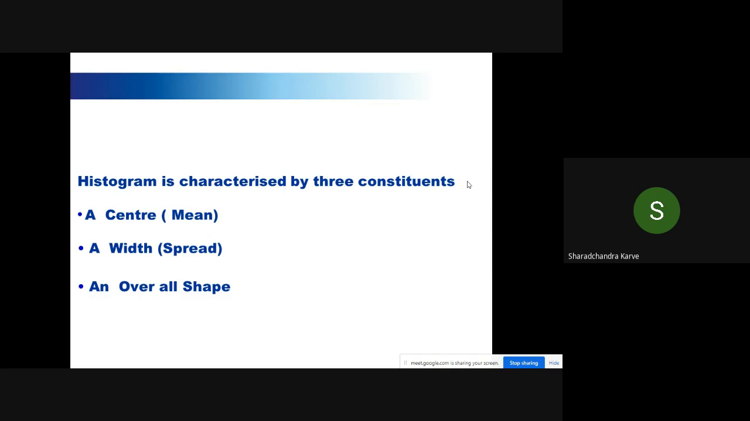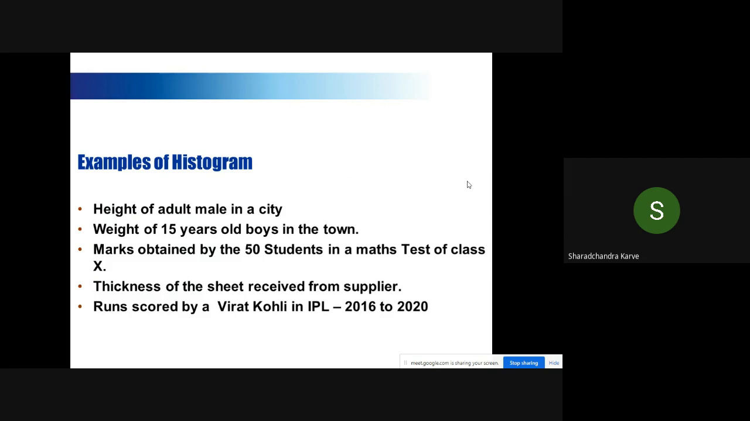So next slide, please. How to make a histogram? What are the examples of the histogram? Height of adult males in the city, and then 15-year-old boys in the town. Now, where is this histogram used? Very importantly, any garment industry, any chappal or shoe making industry, because they don't produce only one size. They produce 40, 42, 44, 46. So how much to produce of 42, how much of 44, how much of 46? It all comes from histogram data.